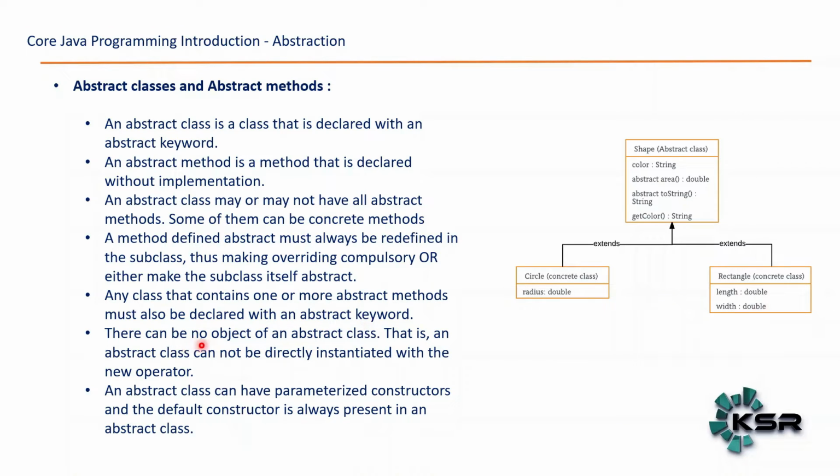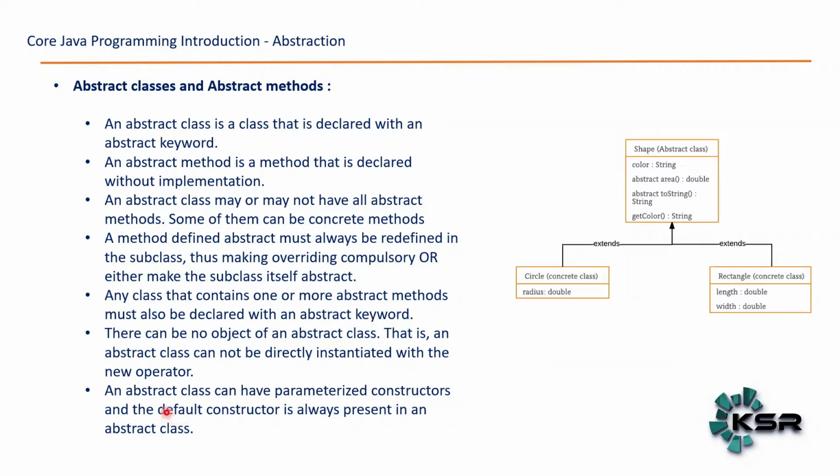There can be no object of an abstract class. We saw yesterday, for encapsulation, we create an object. Remember, there is something called TestEncapsulation, encapsulate equal to new TestEncapsulate. So we are creating an object of a particular class. Whereas in the case of an abstract class, we are not going to create a new object. An abstract class cannot be directly instantiated with the new operator. So we should not use the new operator for an abstract class, whereas in the case of a normal class, we will instantiate it. Instantiate means creating an object with the new operator.